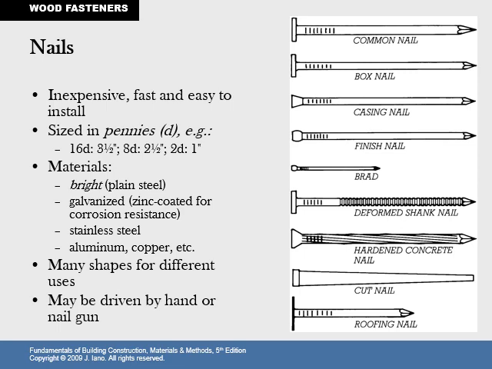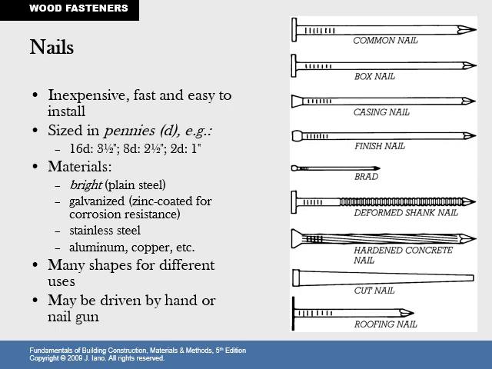Different kinds of types. We see the common nail, box nail mostly used, and then a casing nail, finish nail, the brad. Deformed shank, and you can see that this little ridge helps it adhere to whatever it's being hammered into. A hardened concrete nail can fasten into concrete, and these ridges help to deploy it. Here's an old-fashioned cut nail and a roofing nail, which has that high tack braid and also a flat piece to help disperse its head length over any kind of fabric that it might be covering.